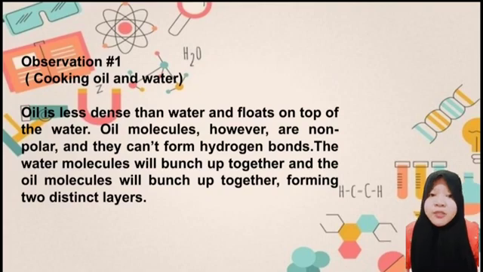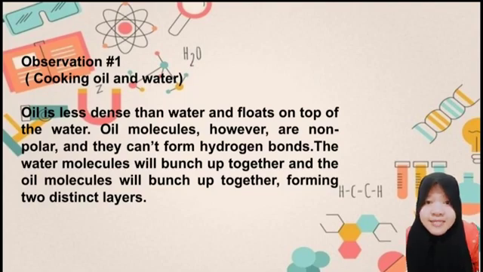So, my observation number 1, which is the cooking oil and water. Oil is less dense than water and floats on top of the water. Oil molecules, however, are nonpolar and cannot form hydrogen bonds. The water molecules will bunch up together and the oil molecules will bunch up together, forming 2 distinct layers.